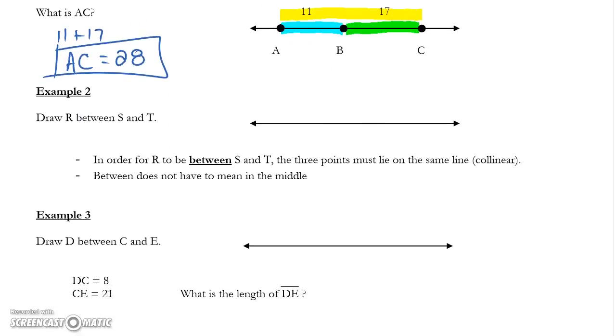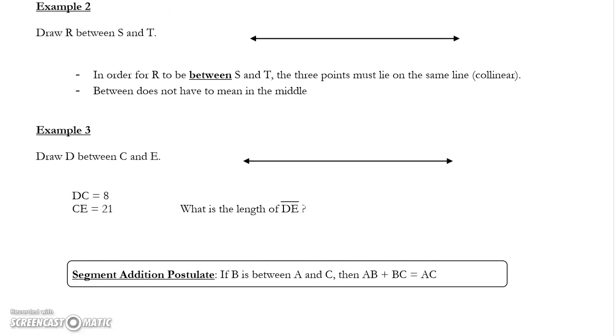Part 2 of today's lesson is going to talk about the word between. Betweenness is pretty much exactly what you might think it is, but no more than that. What I mean is, if I'm telling you that point R is between points S and T, all that tells me is that I have somewhere on this line S, I have somewhere on this line T, but I also have point R on the same line, so it must be collinear.